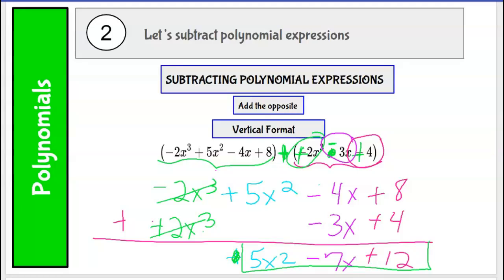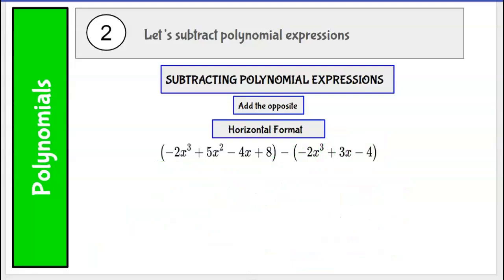Now we're going to look at the same problem again and do it as a horizontal. So the first thing we want to add are opposites. So let's come here and let's change our signs. So we're going to change the minus sign between the two parentheses to plus, and then we're going to change everything in the parentheses to its opposite. So I'm going to change my negative 2x cubed to a positive. I'm going to change my positive 3x to a negative, and I'm going to change my negative 4 to a positive.